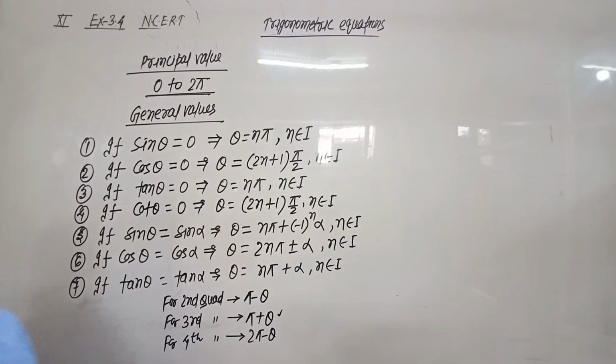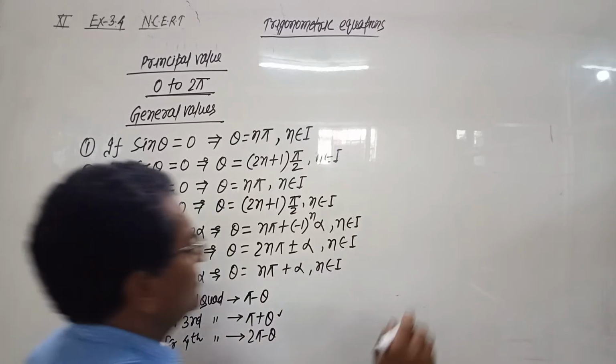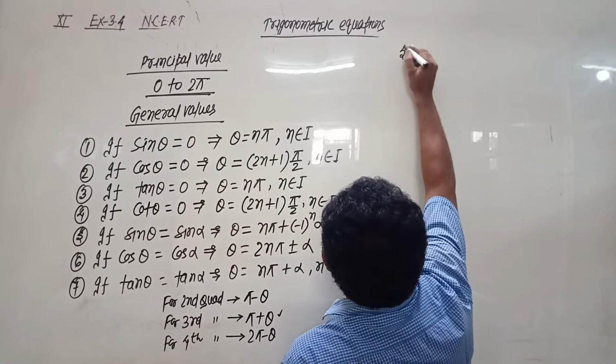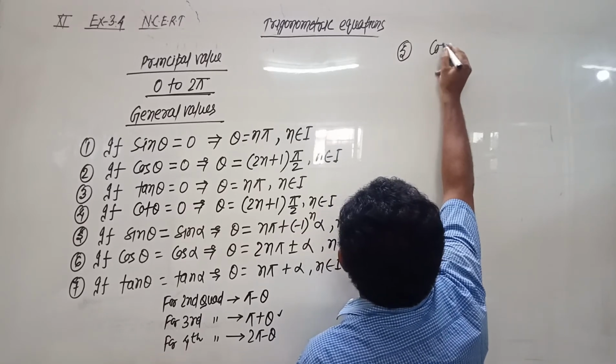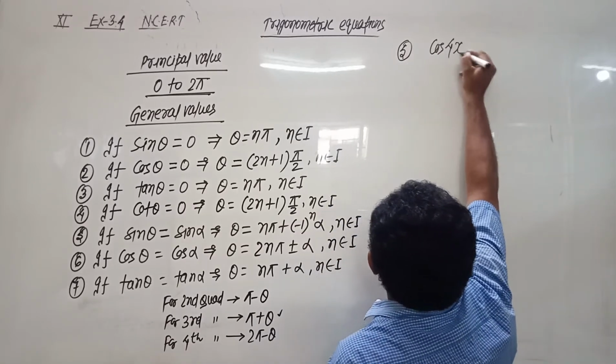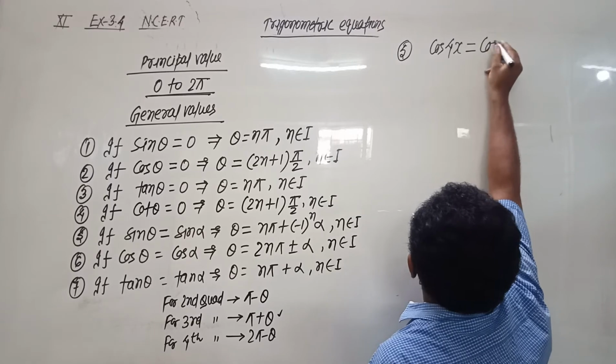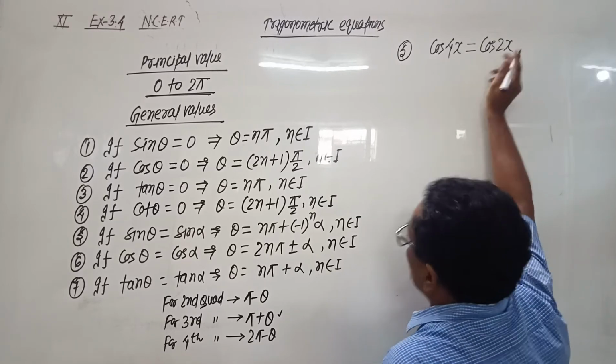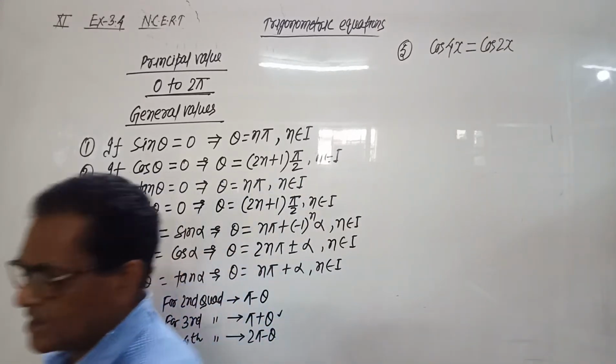Now in question number 5, we have to find only the general solution. The question given is cos 4x equals cos 2x. This is the fifth question: cos 4x equals cos 2x, and we have to find the general solution.